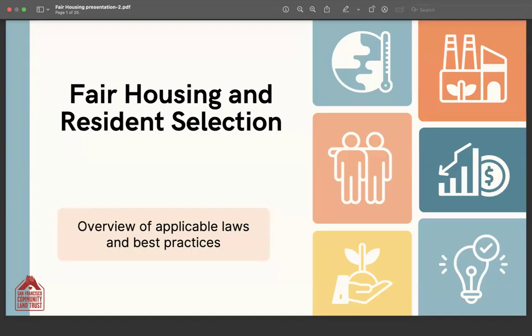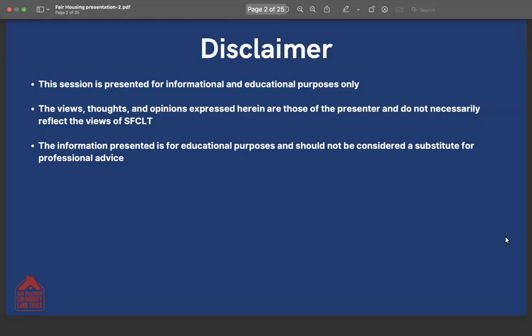And before we start, I just have a couple housekeeping items. First is this disclaimer, so I'll give you a few moments to read through this.